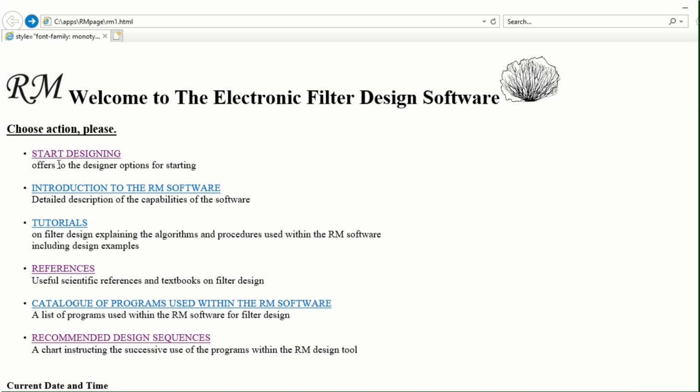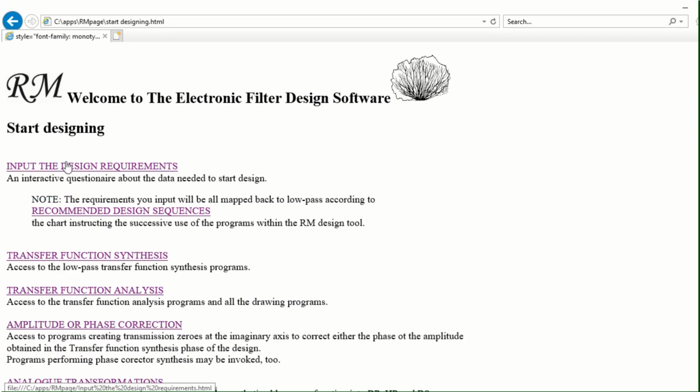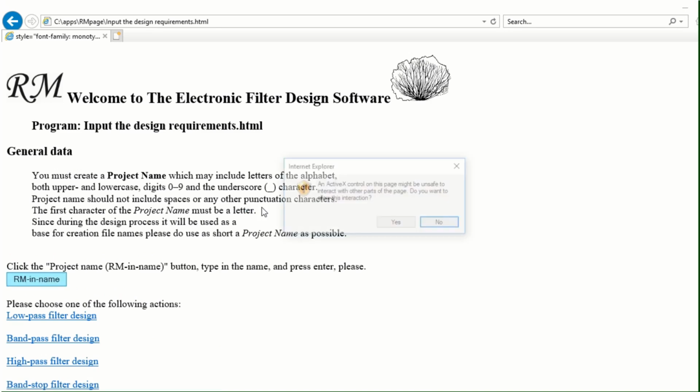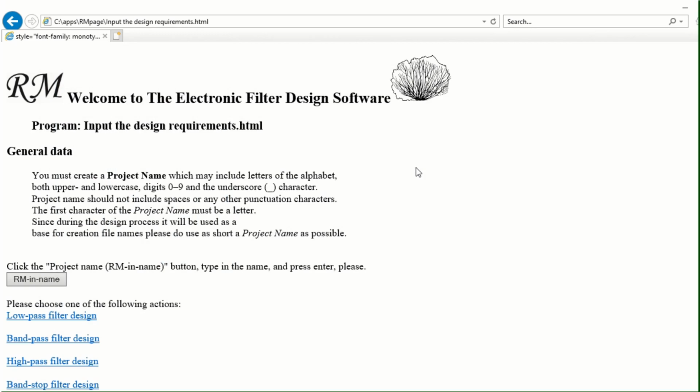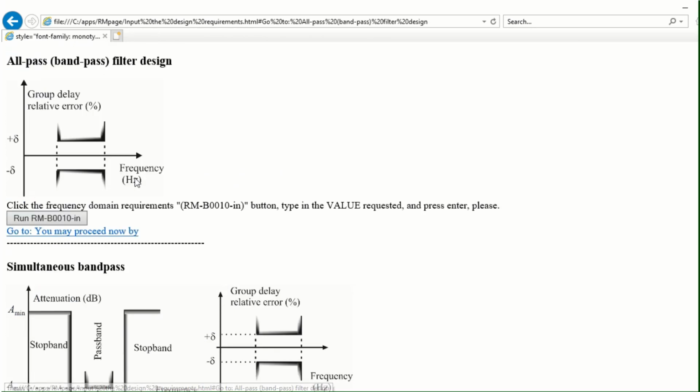Let's start the design by introducing the project name. It will be bandpass_all-pass. Note the underscores. Now we will proceed with all-pass synthesis.